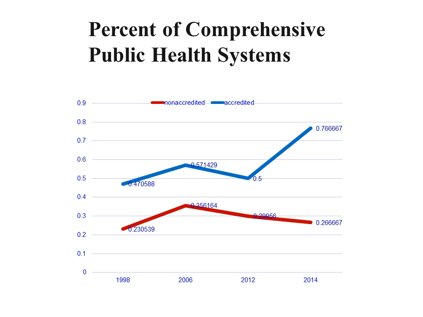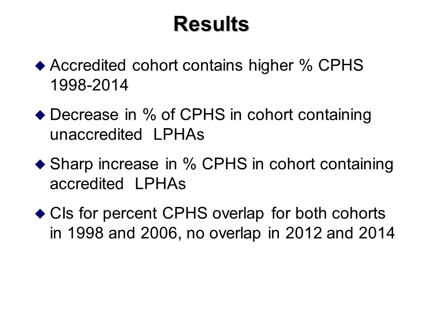PHAB was first launched in 2011. This trend continues in 2014. Our confidence intervals continue to widen. They get further and further apart. So again, the accredited cohort contains a higher percent of comprehensive systems throughout the waves of the survey. The unaccredited cohort experiences a decrease in the percent of comprehensive systems. We see a sharp increase in percent of comprehensive systems in the cohort containing accredited agencies. Our confidence intervals overlap for the first 2 waves, suggesting there is no difference, and then they stop overlapping in 2012 and 14, suggesting significant differences do emerge after accreditation.